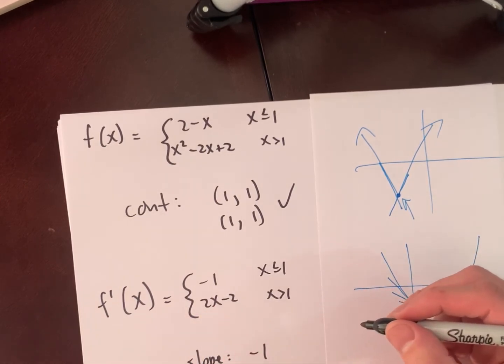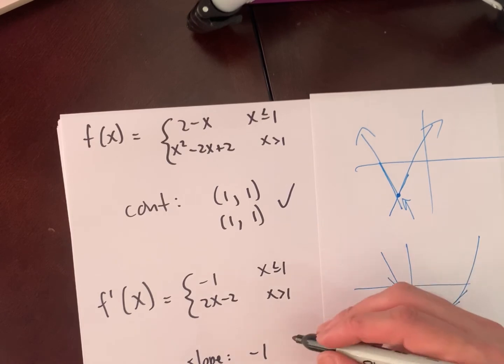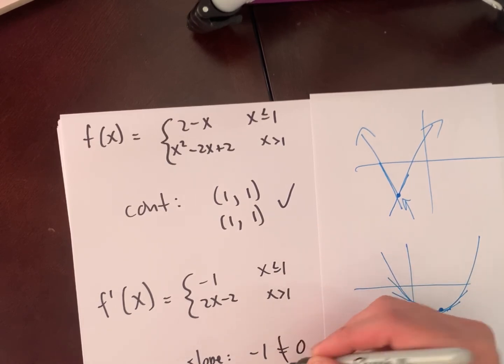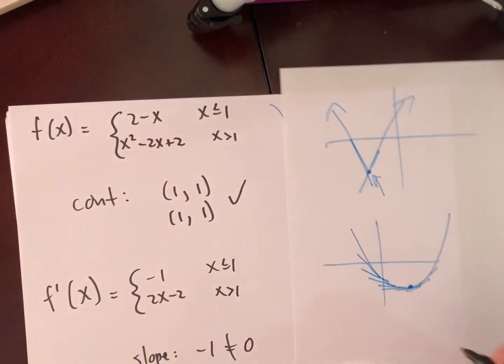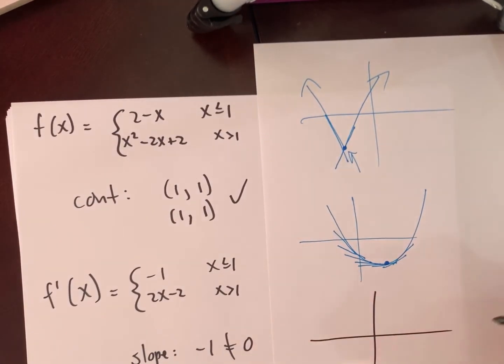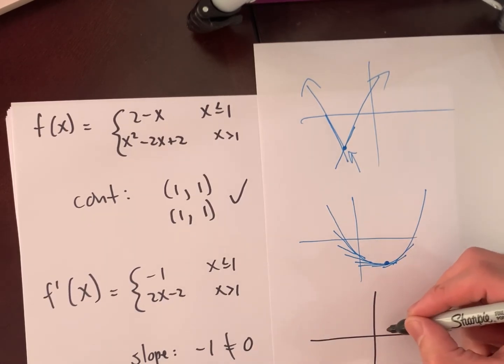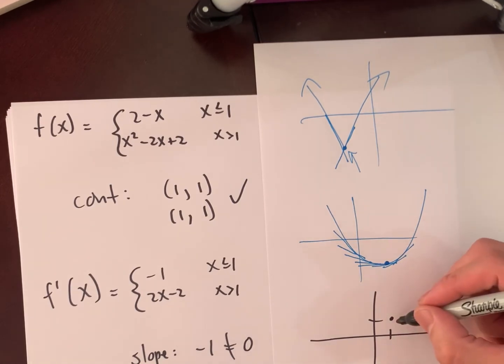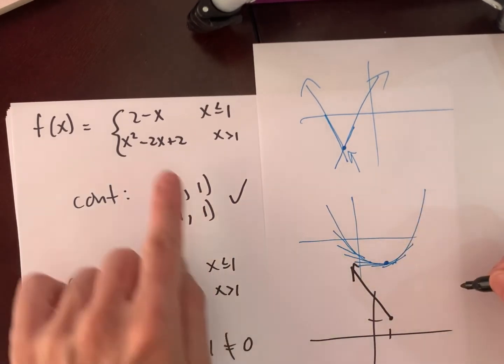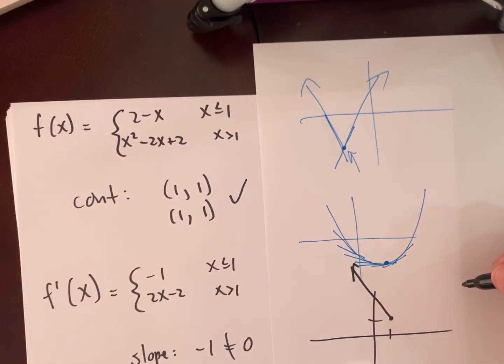Ooh, these slopes are not the same. So -1 does not equal 0. So nope, not differentiable. If you were to graph that, what would that look like? That would look something like 2 minus x. So we have 1, 1, and something like that. 2 minus x, it would look something like this here. And for that, that's a parabola at 1, 1.